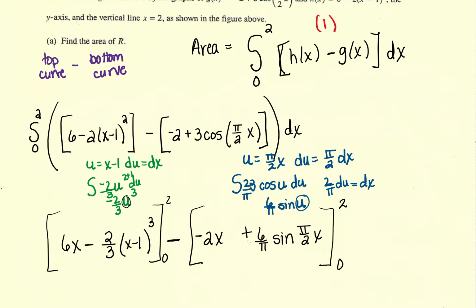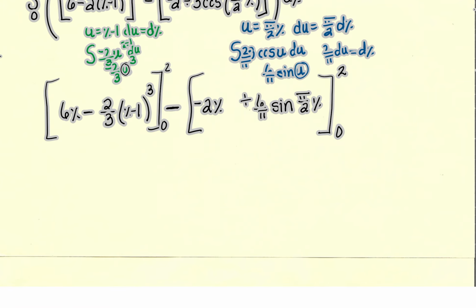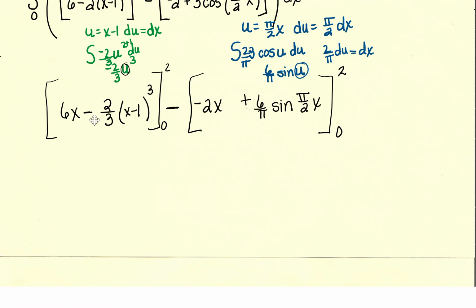All right, so I'm going to put a 2 in first through this, and I will put in the 0, and then I'll do the same thing to this side. So let's put a 2 in first. 6 times 2 is 12, minus, put a 2 right there. 2 minus 1 is 1, and cube it is 1, and then times 2/3. So that's me putting a 2 in.